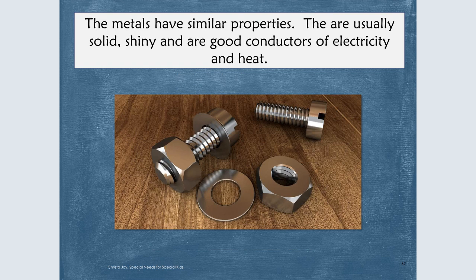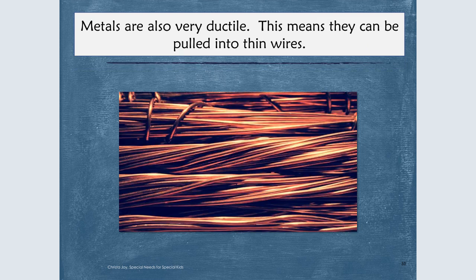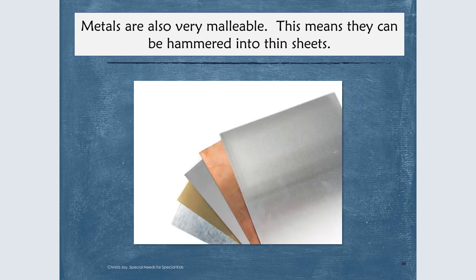Metals have similar properties. They're shiny, solid, and good conductors of electricity and heat. Metals are ductile, which means that they can be pulled into thin wires. Metals are malleable, which means that they can be hammered into thin sheets. Think about aluminum foil. It's a metal, but it's really very thin and you can fold it easily.